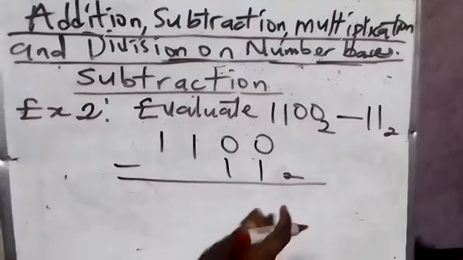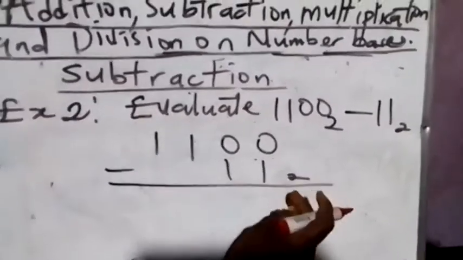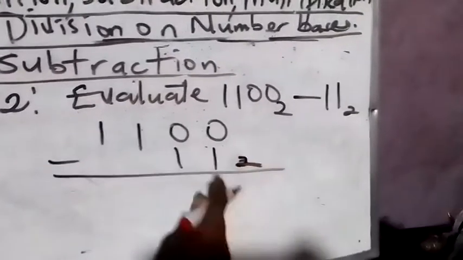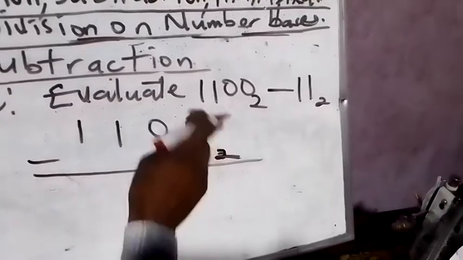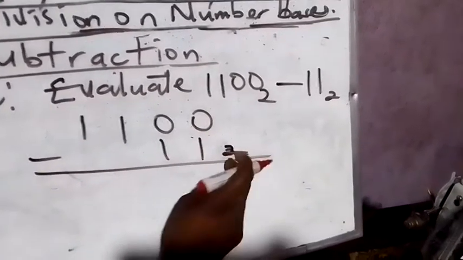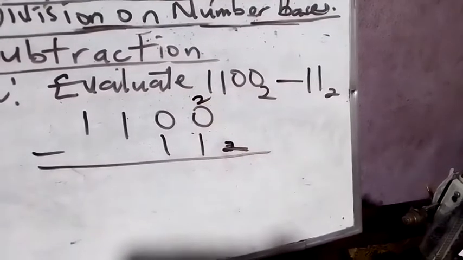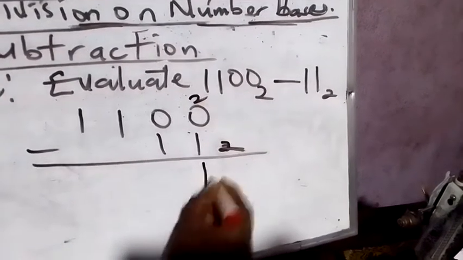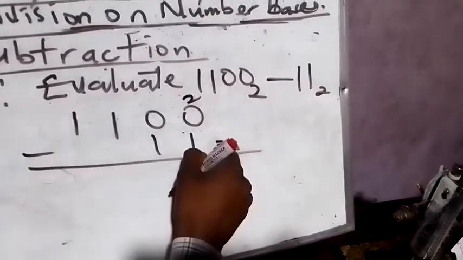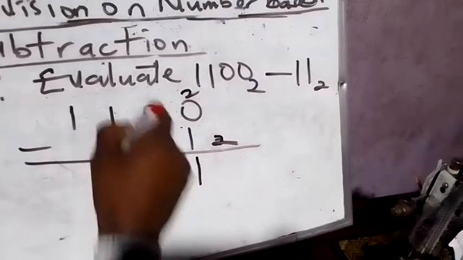Now, like I said earlier, we cannot take away 1 from 0. It's not possible. What do we do? We carry base. We borrow base. If I borrow base, this 0 will become 2. So 2 minus 1, that is 1. And I've told you, anytime you carry base, anything in front will be subtracted by 1.